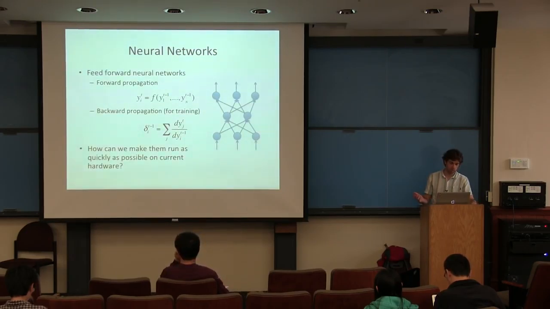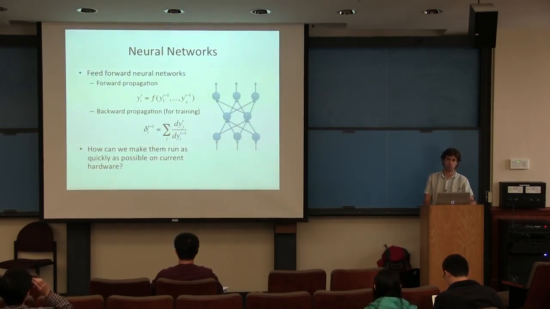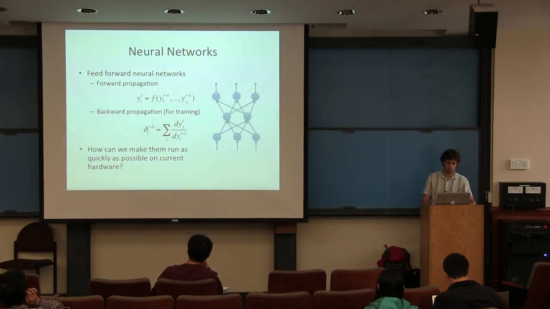So just to give a general overview, we're dealing with neural networks. They're feed-forward neural networks. They have really simple forward propagation formulas to compute activations, as well as a backward propagation formula. And this is essentially what we have to evaluate. We want to do this as quickly as possible for a wide range of different architectures. So how can we do this on the latest hardware?